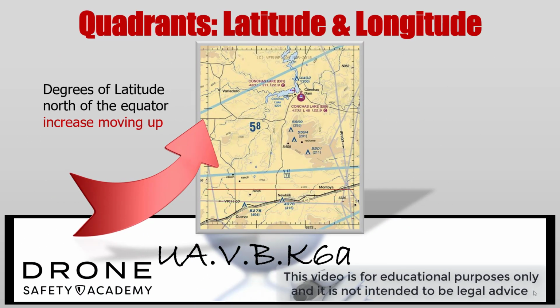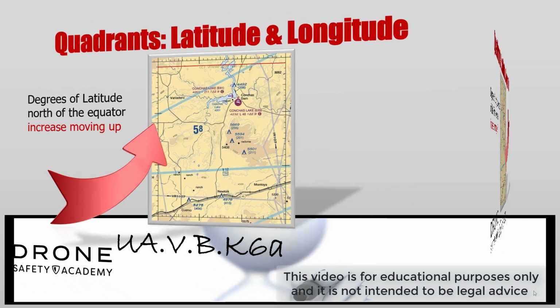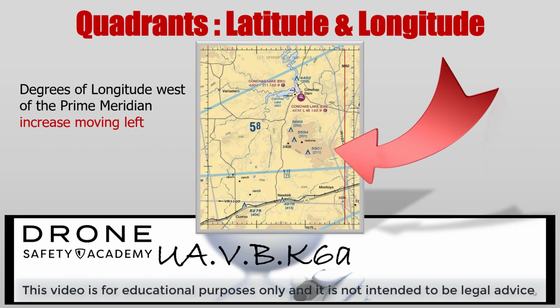Degrees of latitude north of the equator increase moving up. Degrees of longitude west of the prime meridian increase moving left.